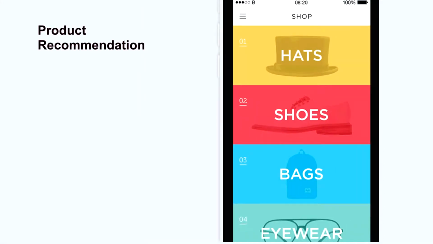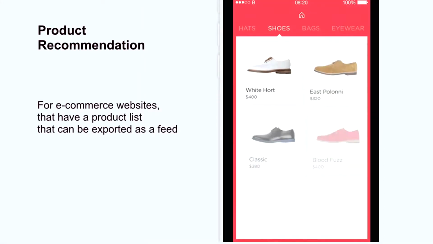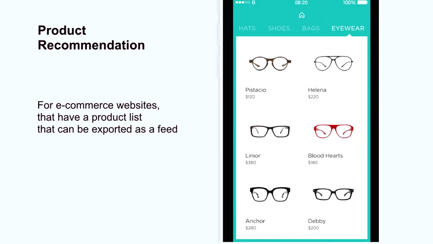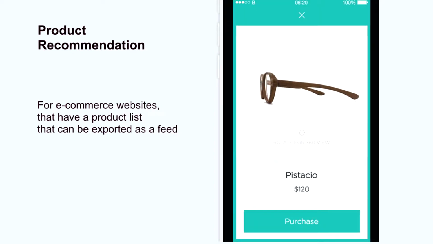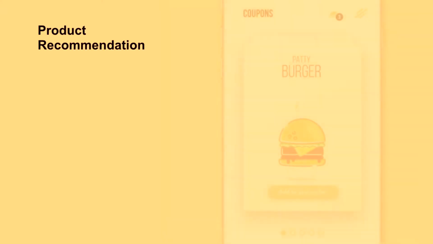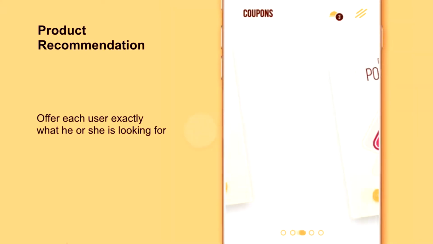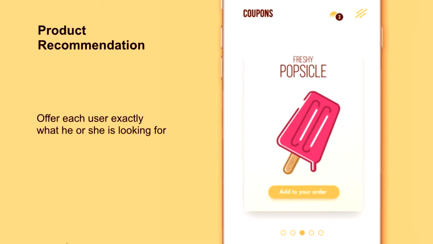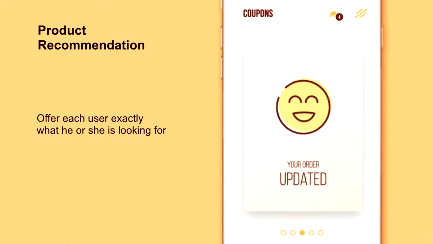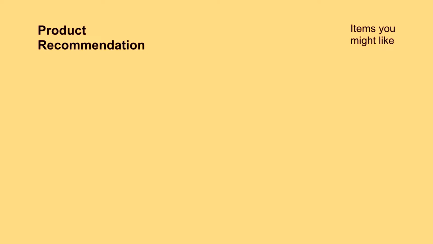Product Recommendation Module will be of most use to e-commerce websites that have a product list that can be exported as a feed. This module allows you to easily offer each user exactly what he or she is looking for. We have the following scenarios preset. A. Items you might like.